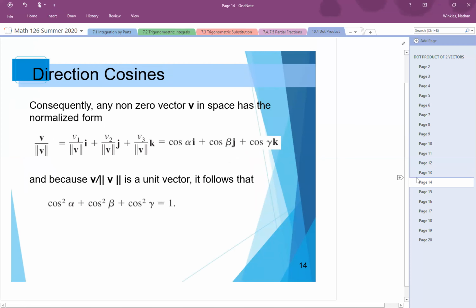Consequently, for our direction cosines, any non-zero vector v in space has the normalized form: v divided by magnitude of v is equal to v1 over magnitude of v times i, plus v2 over magnitude of v times j, plus v3 over magnitude of v times k, which is simply cosine alpha i plus cosine beta j plus cosine gamma k. And because v divided by magnitude of v is a unit vector, it follows that cosine squared alpha plus cosine squared beta plus cosine squared gamma is equal to 1. This can be helpful in finding what we need, depending on what our questions are asking and the applications we can see.